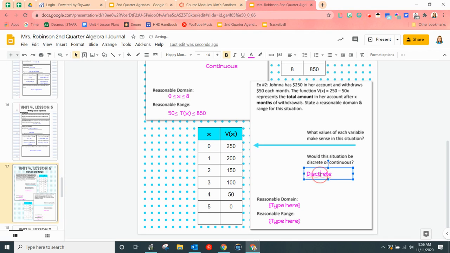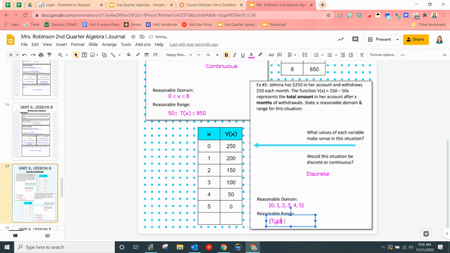So this is a situation where we say this is discrete because we can count how many withdrawals she's going to make. She made 1, 2, 3, 4, 5, and she's done. So I can count them. She can't make any more than that. It's a discrete situation. So when that happens, our domain is literally every possible X value. So remember, domain is X. So my X values could be 0. They could be 1, 2, 3, 4, and 5. That's it. She can withdraw at 0, it's at the beginning, she's going to draw at month 1, 2, 3, 4, 5, and then she's emptied her account. So we are done there.